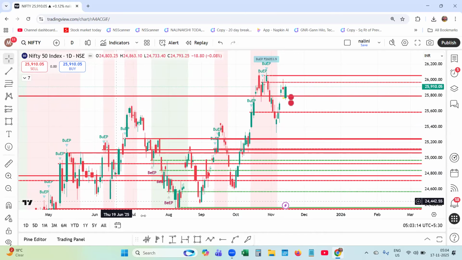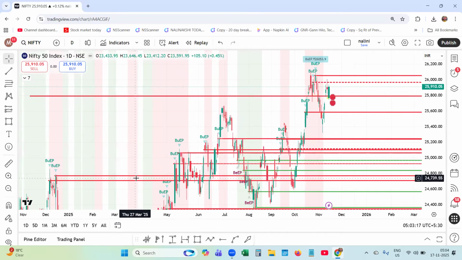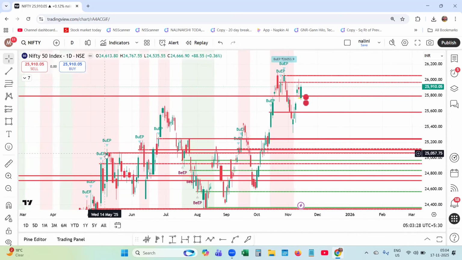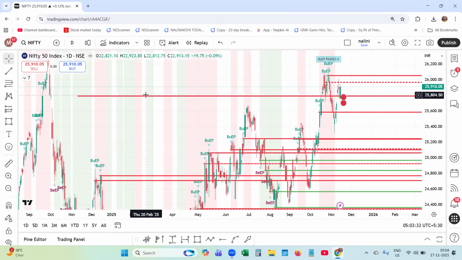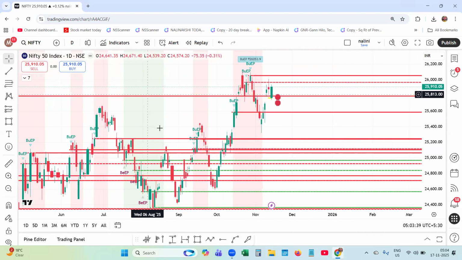For example, if it is running long, this is the major 24,739 call option strike. And this one is another strike, this one is another strike, and 25,804 is the major strike. Like that, you can consider major put support levels 24,972 and 24,548 for the longer term.